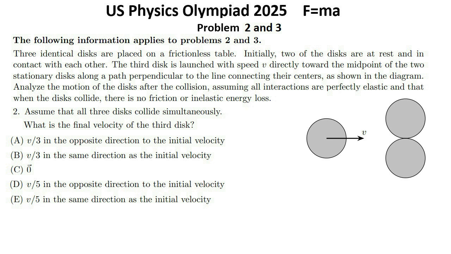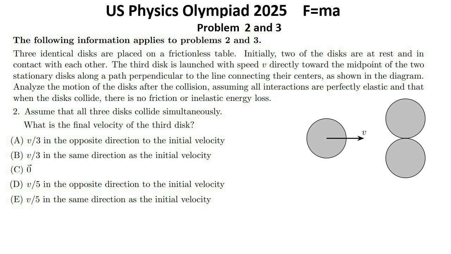Solution for problem number 2. By symmetry, the third disk continues to move along the same axis. The first 2 disks experience only a normal force from the third disk, which is at an angle of 30 degrees to the third disk's original velocity.